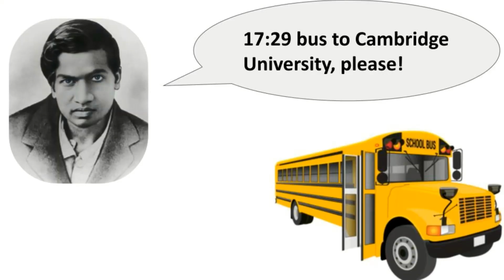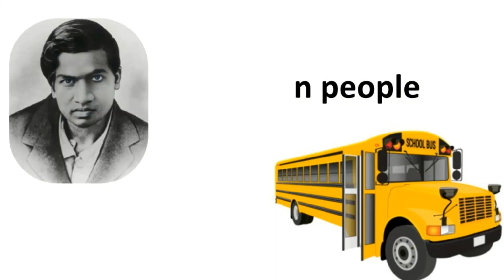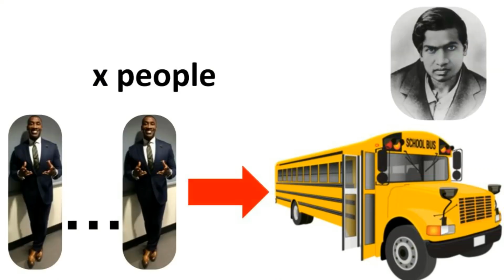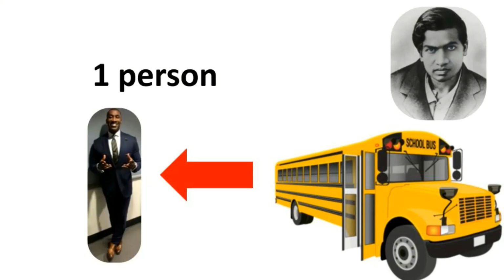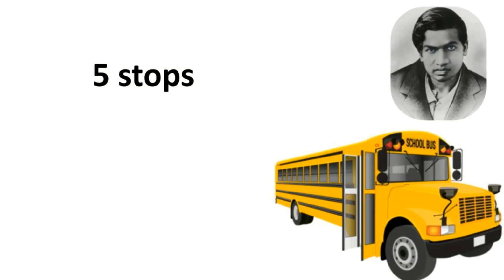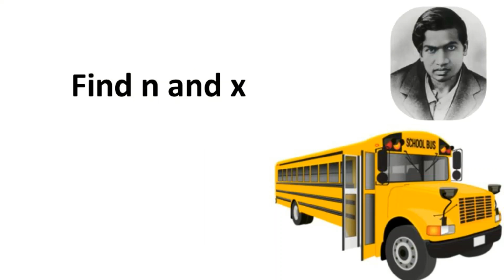A famous mathematician is one of n people on a bus one morning. At each stop, he notices that x people get onto the bus, where x is greater than 2, and one person gets off the bus. After 5 stops, there are now x times the number of people that were on the bus before the first stop. How many passengers were on the bus before the first stop? And how many passengers got on at each stop?